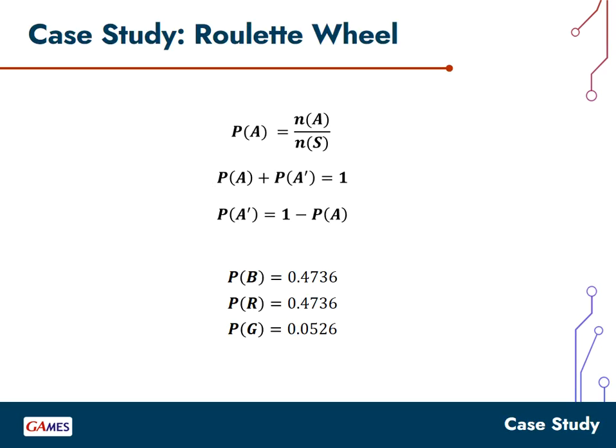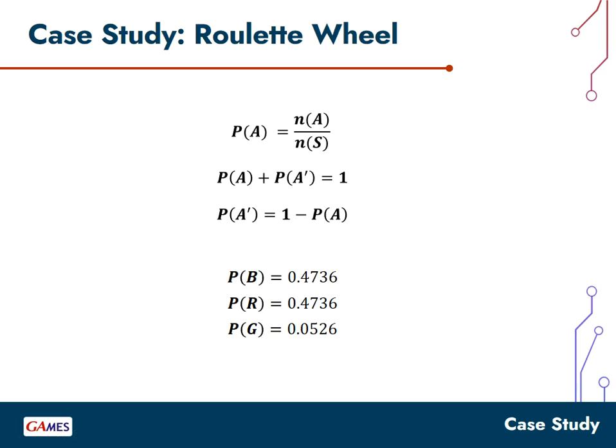So remember that we looked at some probabilities: the probability of getting a black, that is your ball landing in a black, the probability of getting a red, the probability of getting a green. So black is 18 out of 38, red is 18 out of 38, and green is 2 out of 38. So this is the smallest.